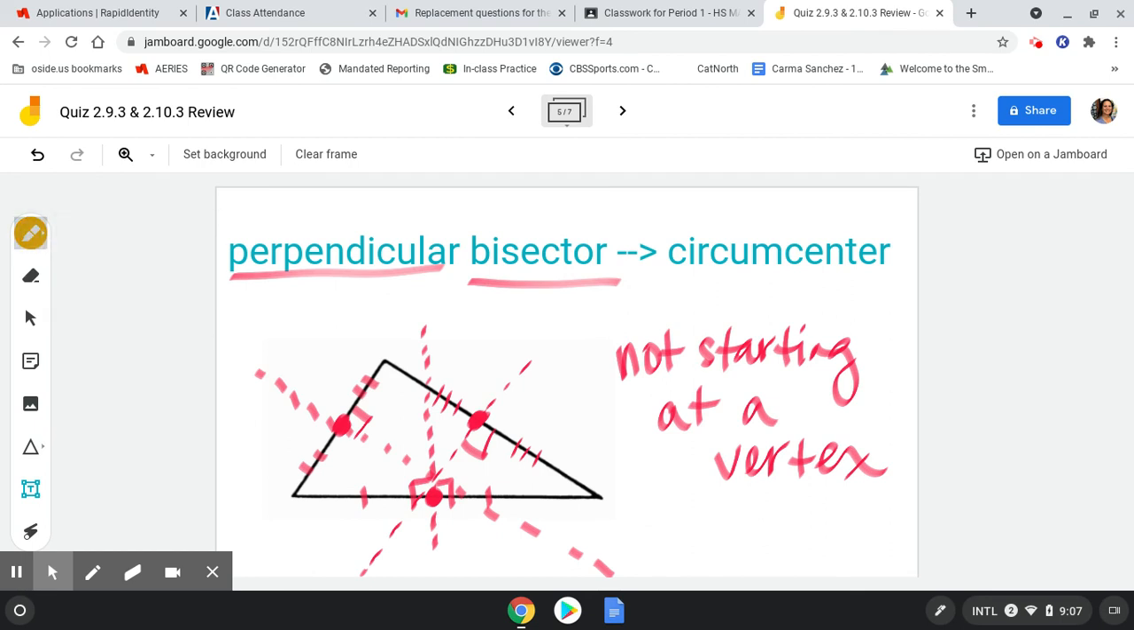What is the center of these perpendicular bisectors called? The circumcenter. I had a student ask me, how am I supposed to remember that circumcenter goes with perpendicular bisector, and that incenter goes with angle bisector, and that orthocenter goes with the altitude, and that the centroid goes with the median? Well, you just have to memorize those or have these notes handy during the quiz.